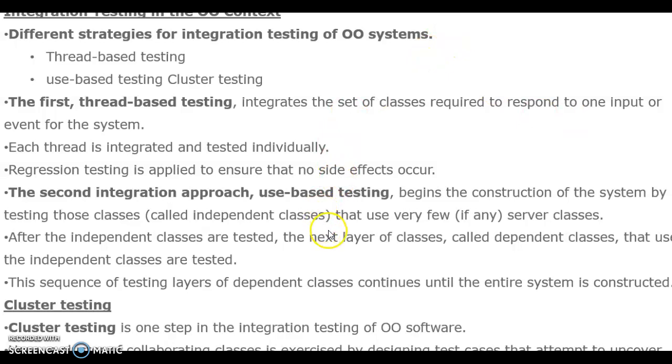After the independent classes are tested, the next layer of classes, called the dependent classes, is tested. That means the first tested class depends on some other classes, so those are also tested in use-based testing, and likewise every class is tested. The sequence of testing layers of dependent classes continues until the entire system is constructed. So first, a very few important server classes, or the base class or super class, is tested individually. After that, it is tested with the dependent classes that depend on the super class, and this process continues until all the classes are tested.